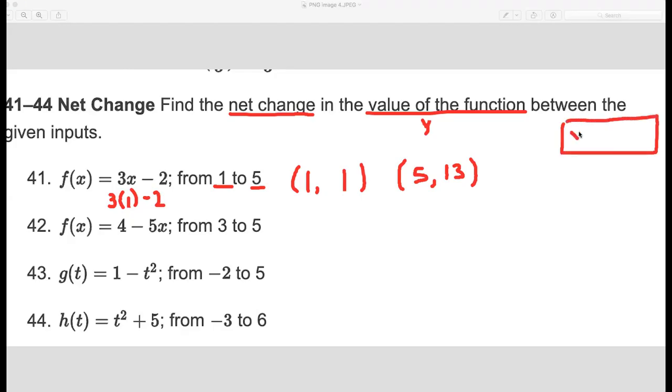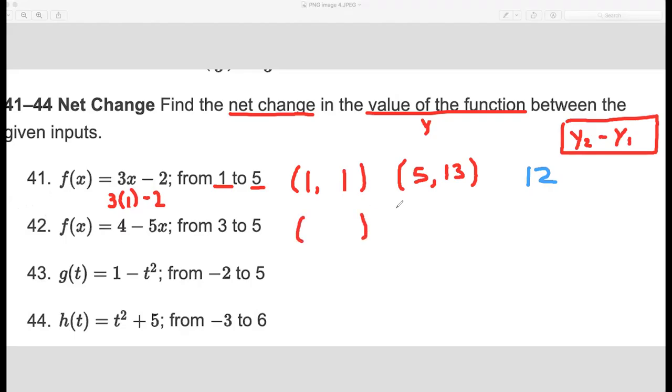I'll put that in the box here. That's what it's asking. So when you see those words, just automatically do that. In this case, I'll put the answers in a different color. So I have 13 minus 1, that's 12. Right, next one, from 3 to 5.